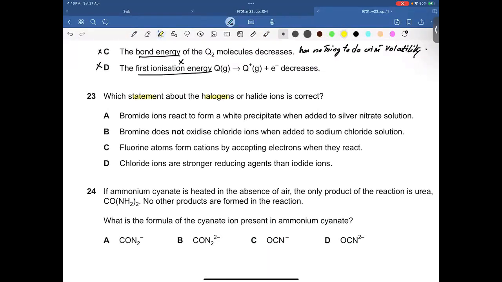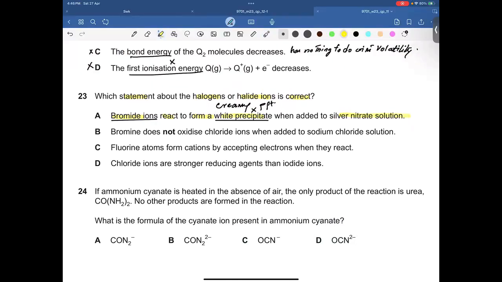23. Which statement about the halogens or halides is correct? Halogens are oxidizing agents, halides are reducing agents. You must remember these two pieces of information which I have given you in the class, right? Bromide ions react to form a white precipitate. Oh, that's the mistake. Bromide cannot give a white precipitate. Bromide always gives a creamy precipitate when you treat it with silver nitrate solution, which is why option A is incorrect.